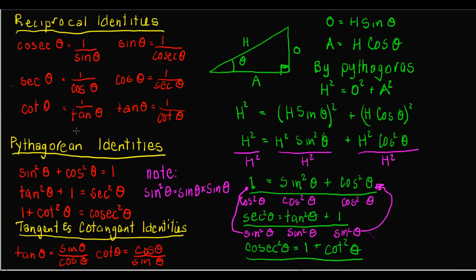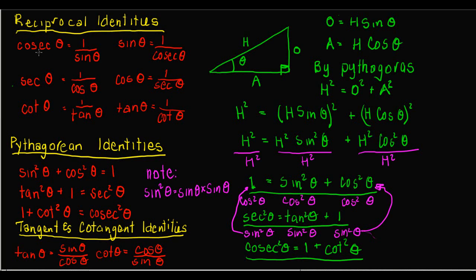Hello. Okay, in this video we're going to be looking at reciprocal identities, Pythagorean identities, and tangent and cotangent identities. So first we'll have a look at the reciprocal identities, and we'll introduce some perhaps new trig functions that you may not be aware of, and we'll just get them right.